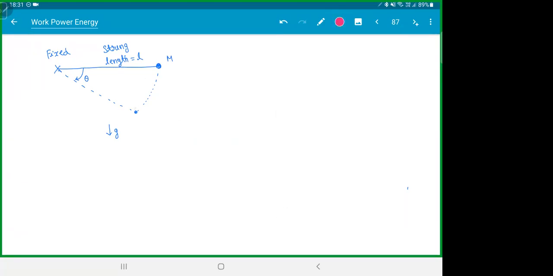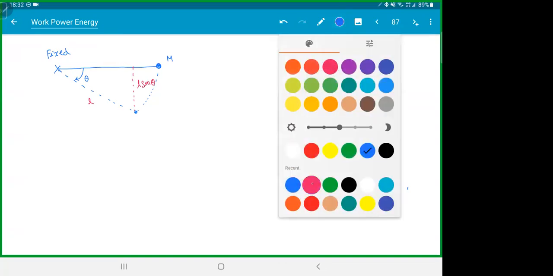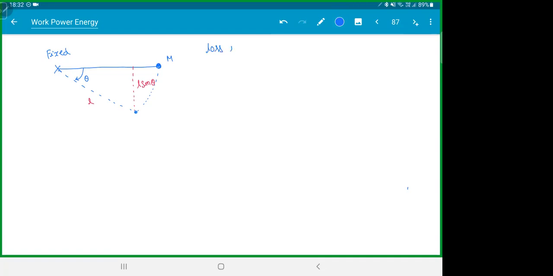So if you look at this height here, if that is theta, this is L sin theta. So we can simply write loss in potential energy is gain in kinetic energy. So at this point, this is the velocity v here. Loss in potential energy mg L sin theta is equal to half mv square. v is equal to root 2 g L sin theta. There I got the speed.